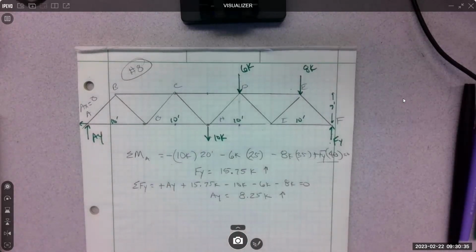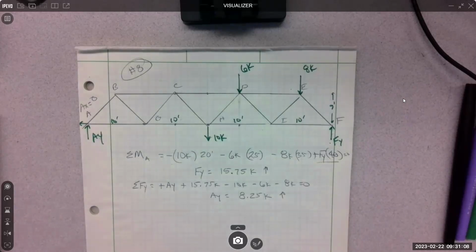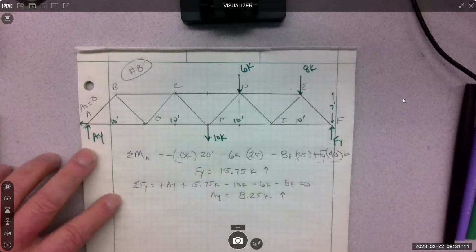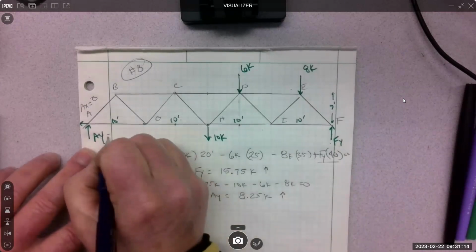Okay, let me catch up. So we've got all the reactions. Yep, got the reactions. That's our plan: after we determine it's a truss, the plan is to go for the reactions.